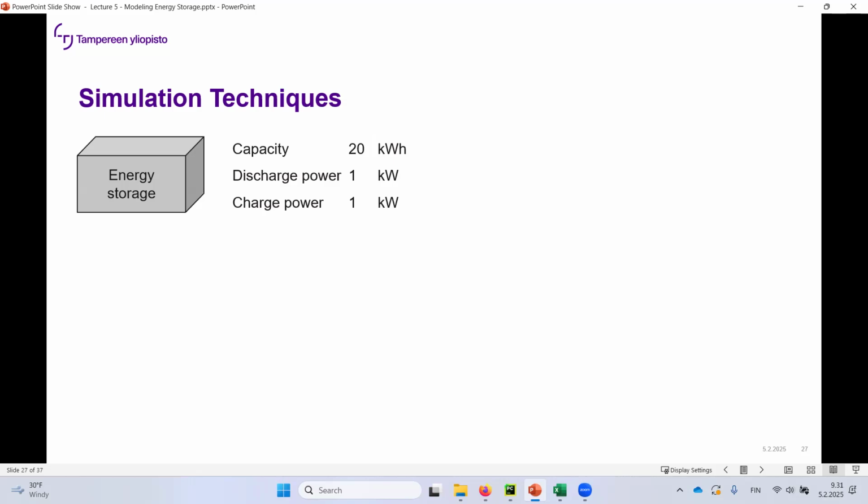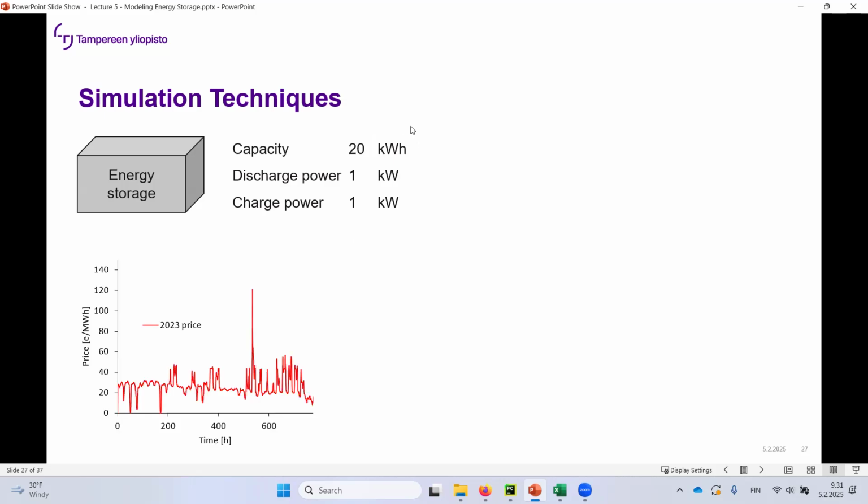So it would be much higher. I just wanted to emphasize that the capacity would be much larger than the charge and discharge powers. For example, with pumped hydro, that is the case. Of course, then the capacity would be much larger.